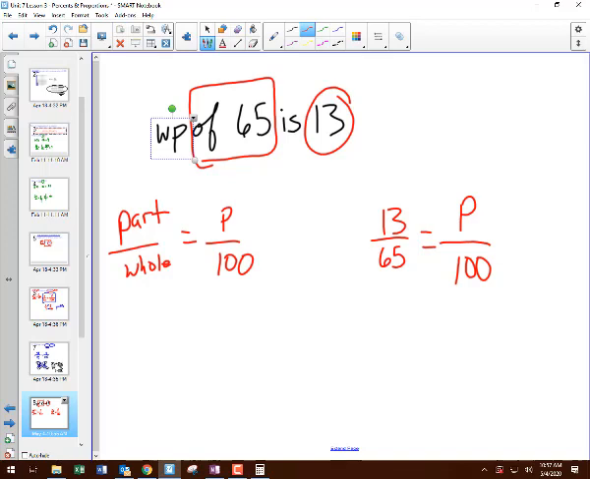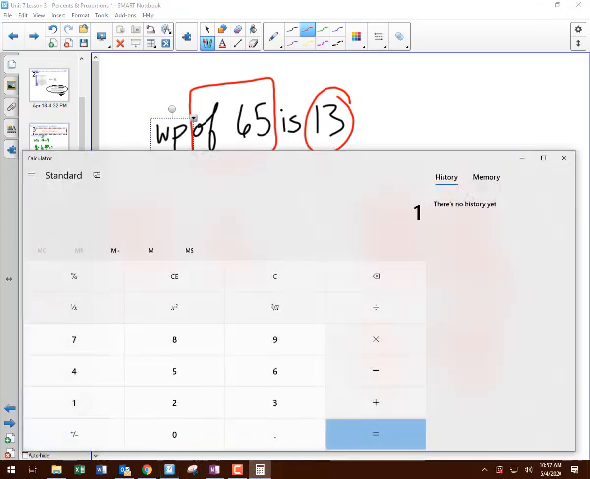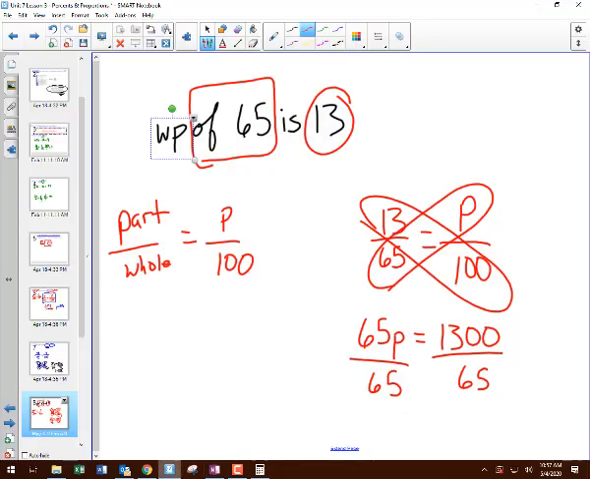Okay? Now, I don't see a rule that goes 65 times something is 100, so I'm going to pull up the calculator here. Remember, we're going to use cross products. 65 times P equals 13 times 100. Well, that's 1300. All right, so I'm going to divide both sides by 65. 1300 divided by 65. And that's going to equal 20. So P is going to equal 20.